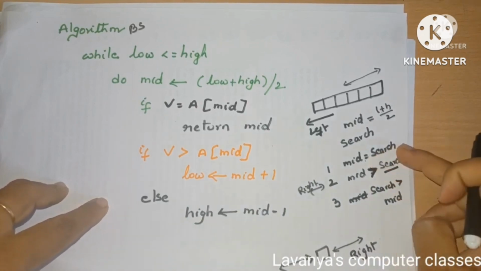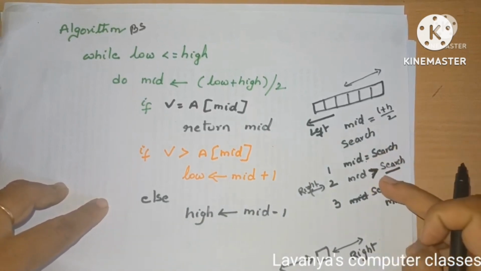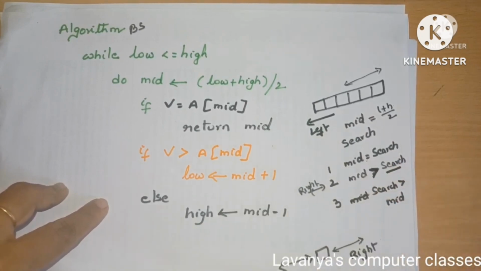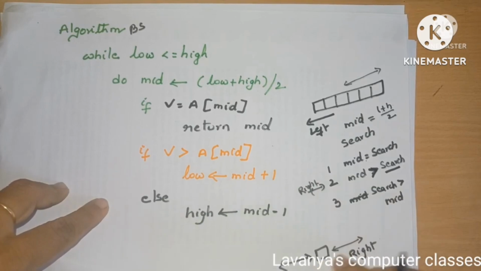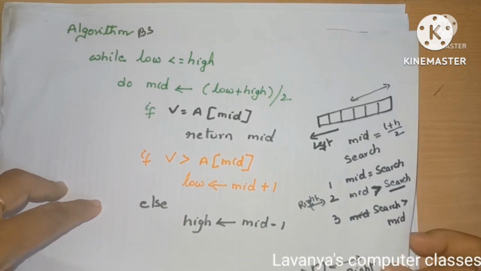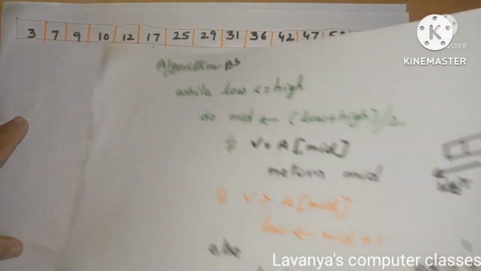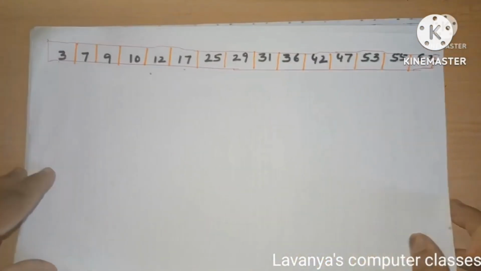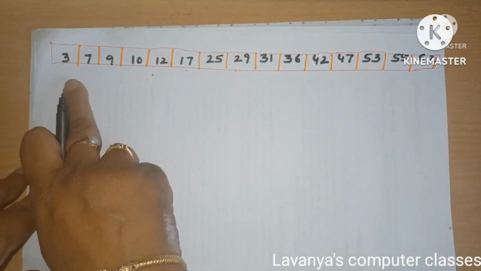So like this we can check it. Either the middle element equals the search element, or the middle element is greater than the search element, which means go to the left hand side. If the middle element is smaller, then go to the right hand side. Like this we can start the procedure. Through an example I will explain. Here I will take some elements. These are the set of elements.